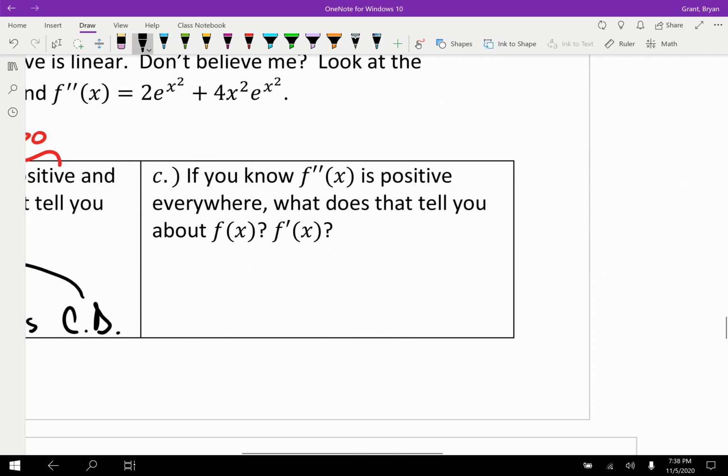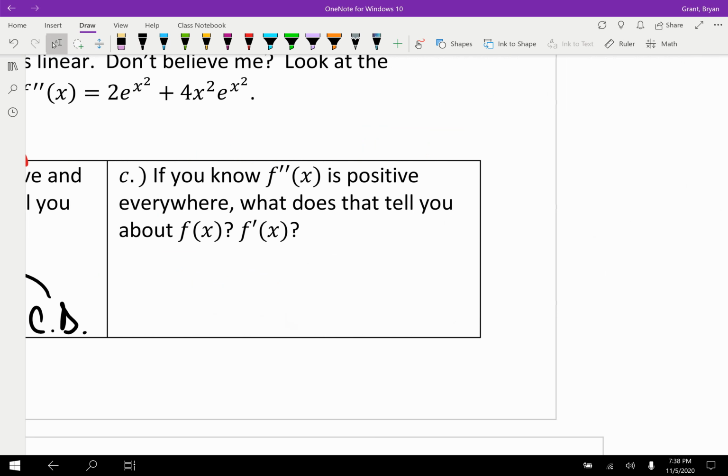Last but not least, if we know that f double prime of x is positive everywhere, what does that tell us about f and f prime? Well, you're looking at that, you're like, ooh, f double prime positive. We should know about f. F is concave up. That's easy, right? Positive second derivative, positive concavity. But what about f prime?